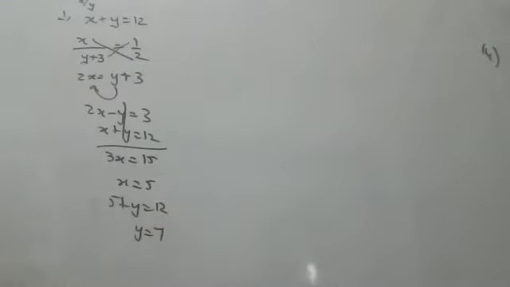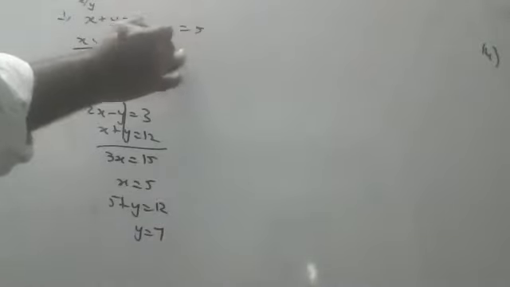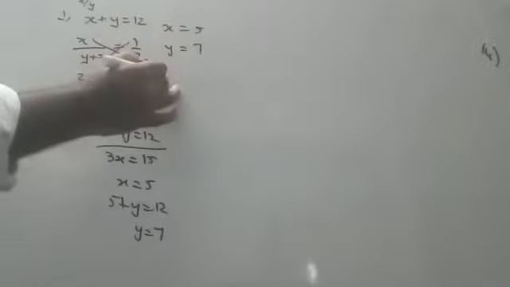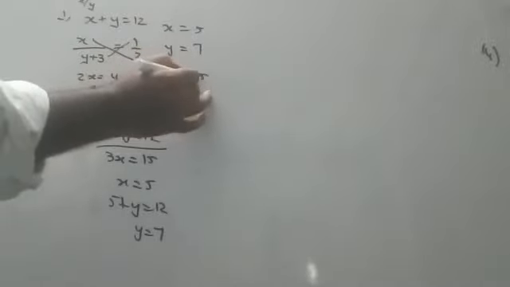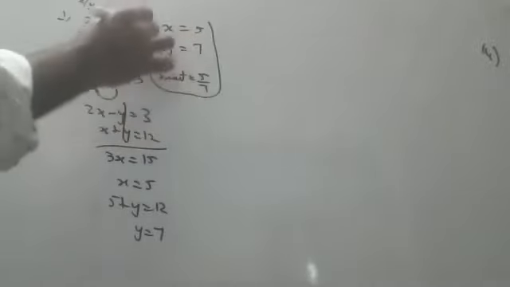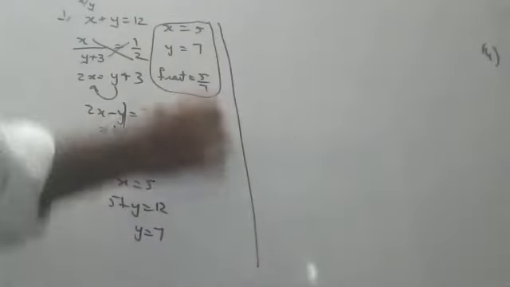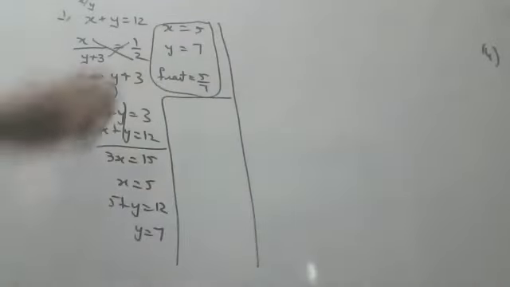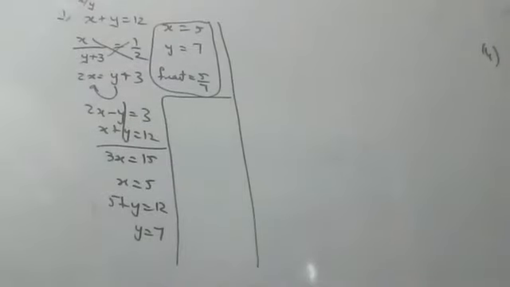So what is our answer, children? X is 5, y is 7, fraction is 5 by 7. This should be your answer for all the sums. Compulsory, you should do it like this only. I want this answer in the conclusion. Everywhere I want the answer in this conclusion.